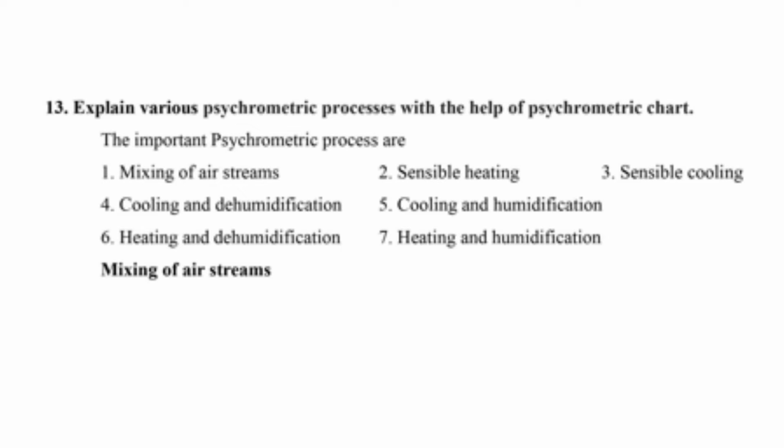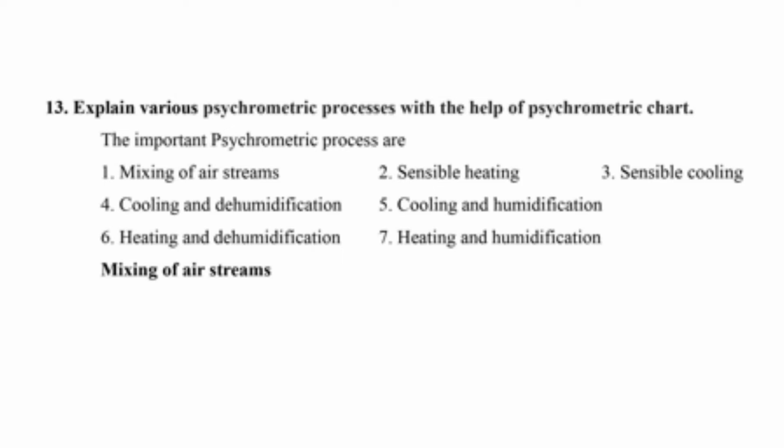And then the psychrometric process, with the help of the psychrometric chart, is used to find out different kinds of characteristics and parameters. The important psychrometric processes are mixing of airstreams, sensible heating, sensible cooling and dehumidification, cooling and humidification, heating and dehumidification, heating and humidification.